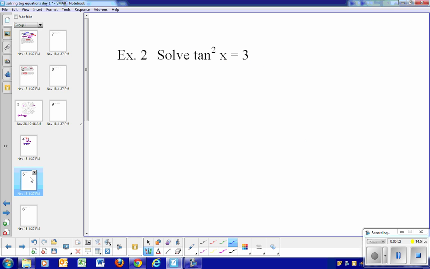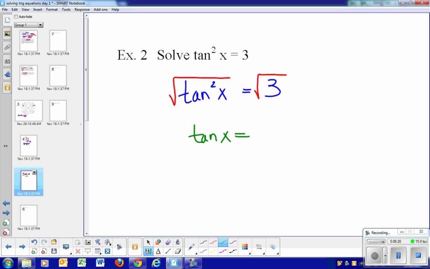The next question has tangent squared equals 3. So we want to get tangent of x alone, so the thing we need to get rid of is the square. My first line of work would have the original equation, and then I'm going to square root both sides. I choose that because squares and square roots cancel each other out, leaving me with just tangent of x. Now, if you take the square root of something that contains a variable squared, the other side of your equation can be either positive or negative.